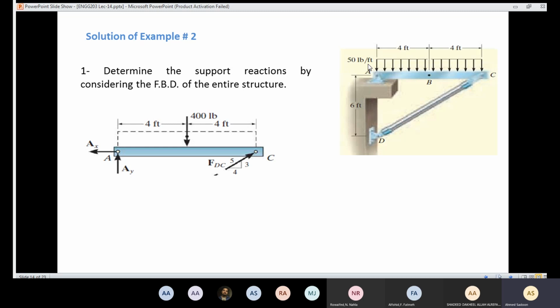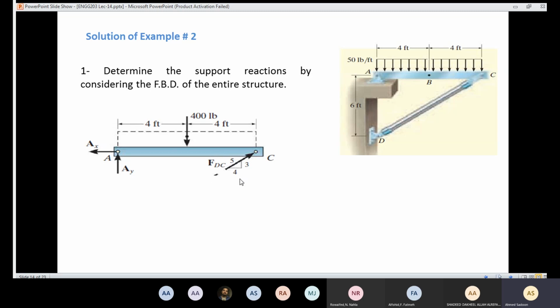So here at A, we have a pin support. Instead of the pin support, we are going to have a reaction in X and a reaction in Y, so we are going to have AX and AY. And instead of the member DC, we are going to consider this as a weightless link here. So we are going to have a force reaction here in the same direction as the member DC. We are going to call it FDC. And also we need to know how we are going to decompose that force. So here we have a proportional triangle. We have 5, 3, 4.